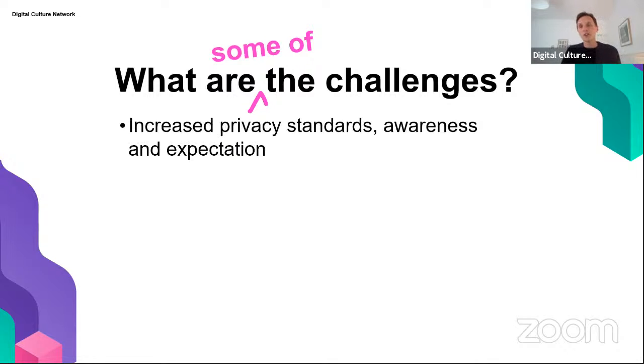Now, the first one is that when it comes to digital and technology, in the current position that we're in now, there's an increased awareness and an expectation from your audience when it comes to privacy standards. So we're talking about GDPR, cookie laws, cookie banners and things like that. Depending on what you've implemented, it does have an effect on the amount of tracking and data that's available to you when you're running your campaigns.